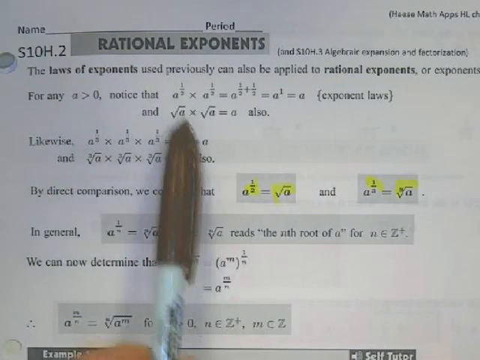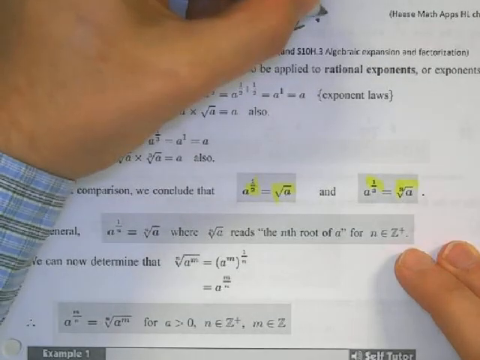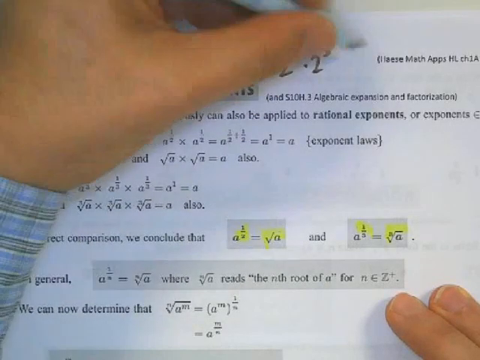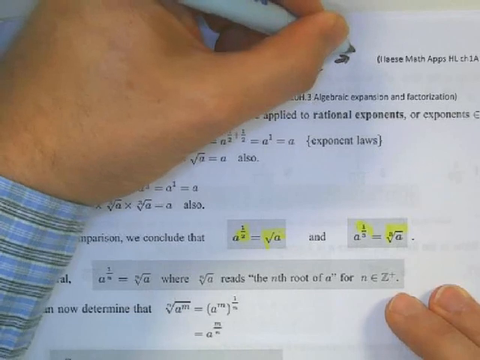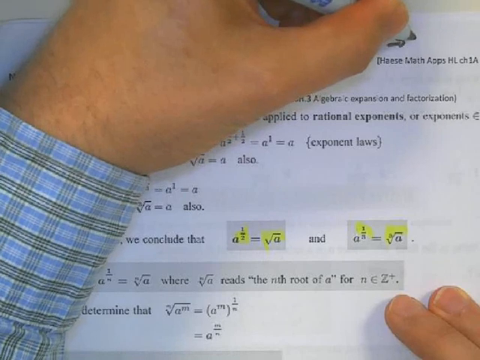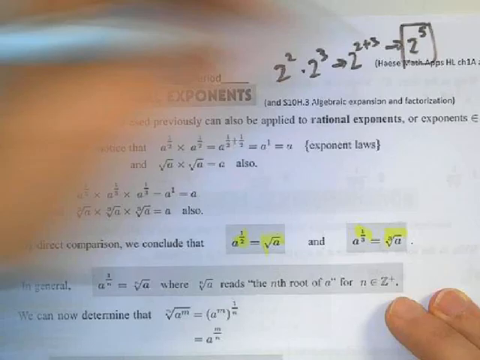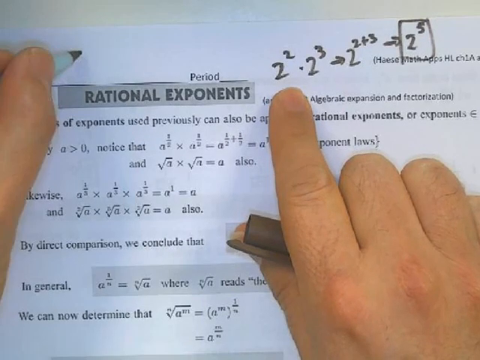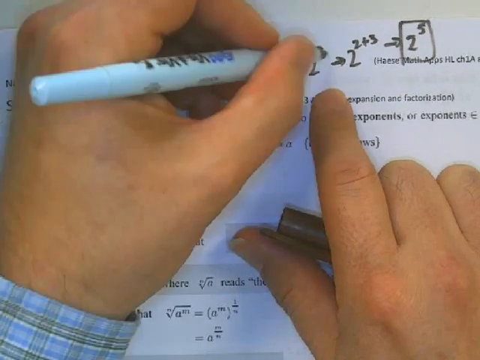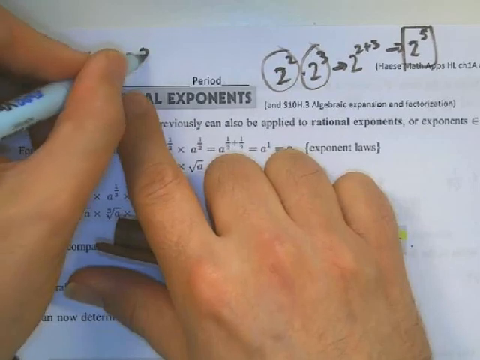If I've got something like 2 squared times 2 cubed, the rule of exponents is that you add those powers. So that becomes 2 to the 5th power. One way I could show that is we know that 2 squared is 4, and 2 cubed is 8, and 4 times 8 is 32.